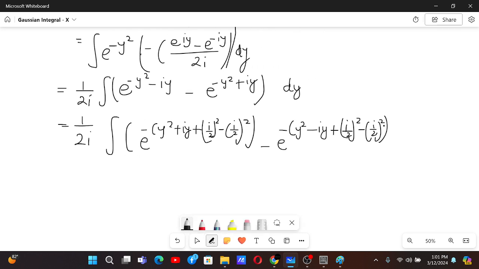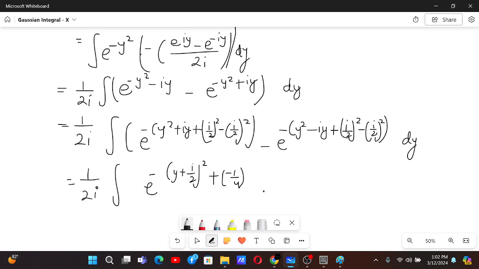And then dy. Now after that we have 1 by 2i, and the integral of this thing over here. How do we write this? This is e to the power minus of y plus i by 2 whole square, and the minus minus will be plus, and then i square by 4, so that's minus 1 by 4. And then minus, this will be e to the power minus of y minus i by 2 whole square, minus minus plus, and then i square by 4 is minus 1 by 4, dy.